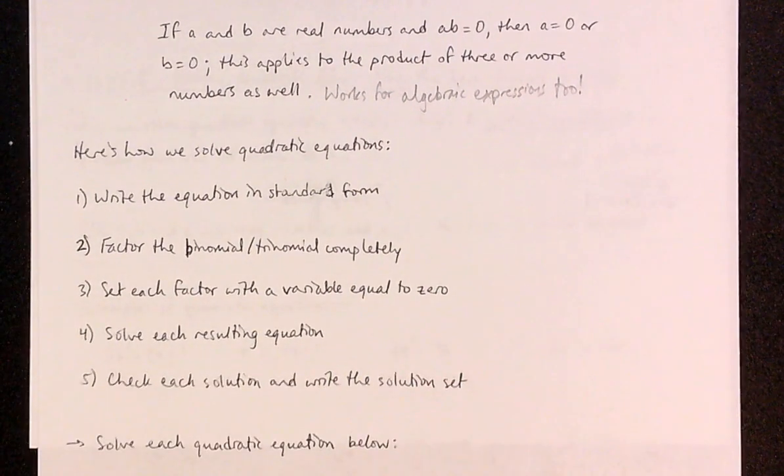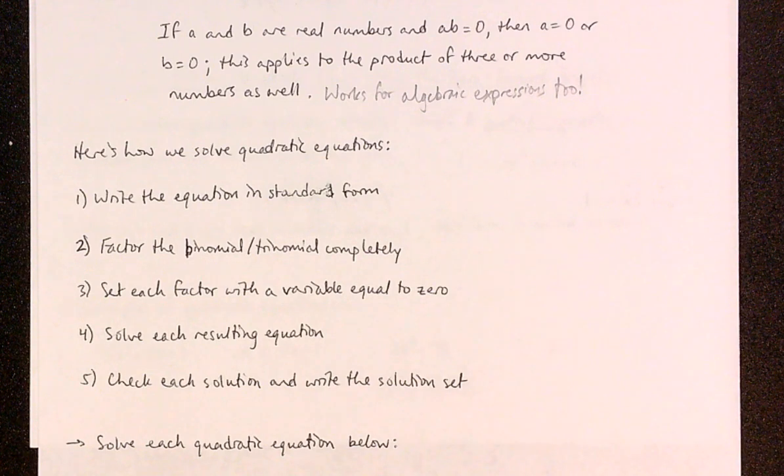Then you're going to set each factor that has a variable equal to 0. You'll then solve each resulting equation. So you'll have, say, two factors there. You'll set each factor equal to 0, and you'll solve for your variable in each of those cases. And then you will check each solution that you found, and you will write the solution set.